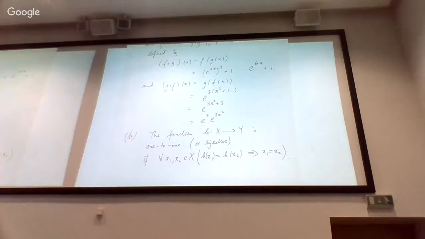So if the function h satisfies that condition, it means it can never send two distinct arguments to the same value, because that would contradict that implication statement here. And this implication statement is quantified universally. That's for every x1 and x2 in the domain set.